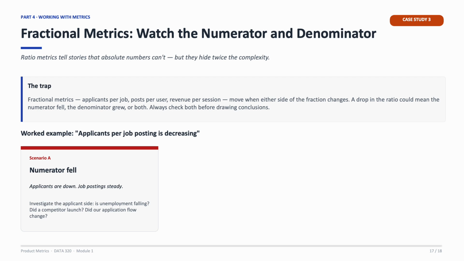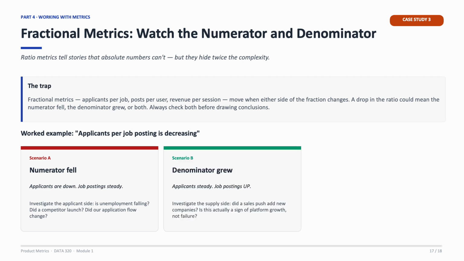Scenario A, numerator falls. Applicants are down, job postings steady. Now you investigate the applicant side. Is unemployment falling? Did a competitor launch? Did the application flow change?